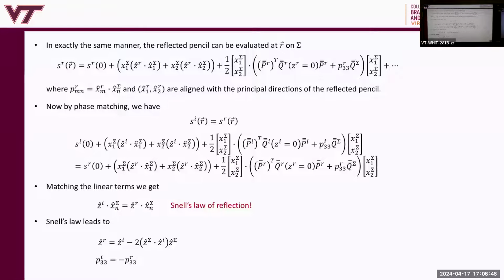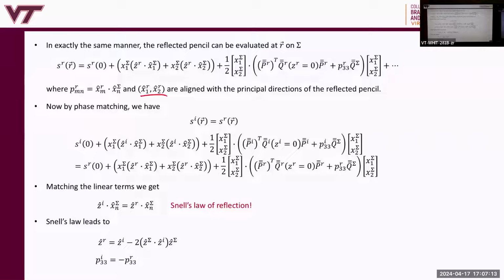Now we just have to do the same thing for the reflected pencil, in exactly the same manner. We're defining the x1r and x2r to align with the principal directions of the reflected pencil. But we don't know what the principal directions of the reflected pencil are yet because we have no Q matrix for that yet, right? We're going to circumvent that problem, so don't worry. We'll come back to that.